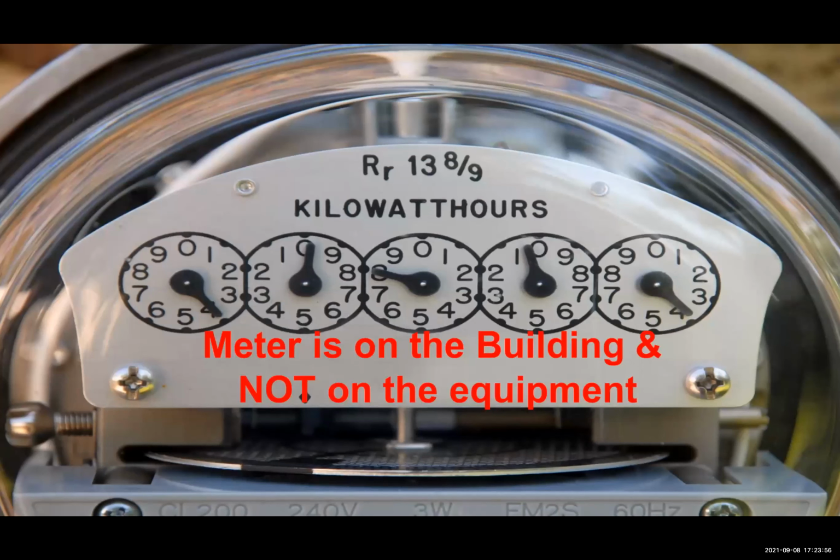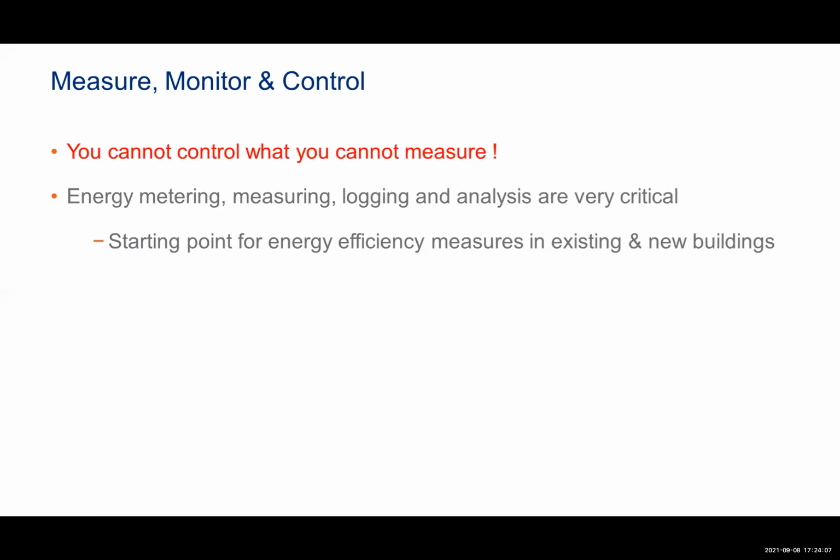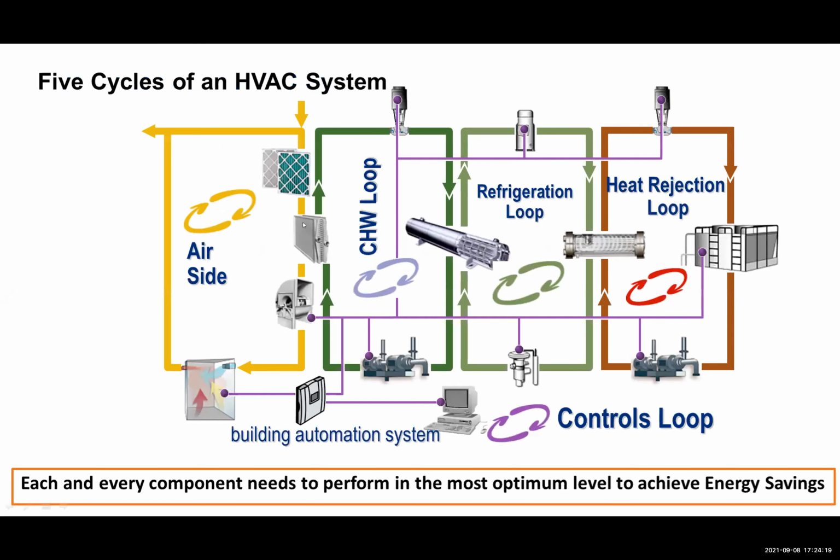So which means definitely, the innovative alternative methods of cooling and heating provide a great amount of energy saving opportunities for us. And we have to always remember that the meter is on the building and not on the equipment, because it is always good to get the end system right. And in addition to the equipment, the basic rule always works: measure, monitor, and control. What cannot be measured cannot be controlled properly. Energy metering, logging, very important.